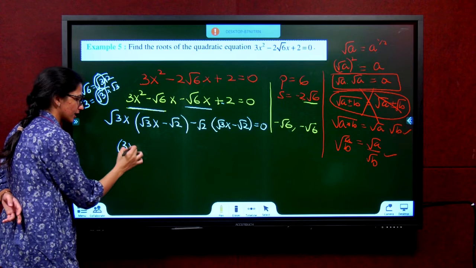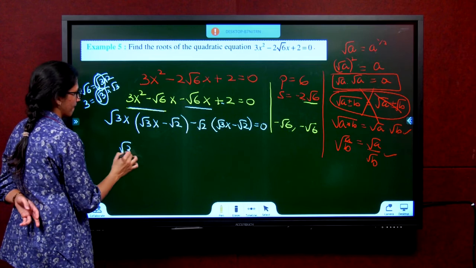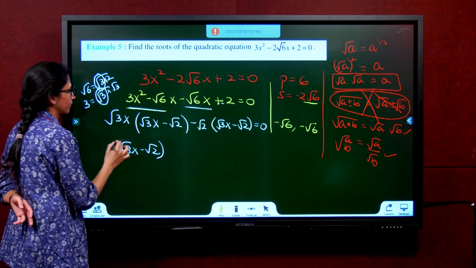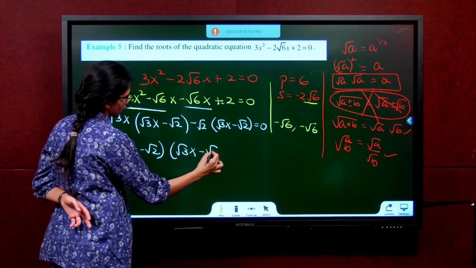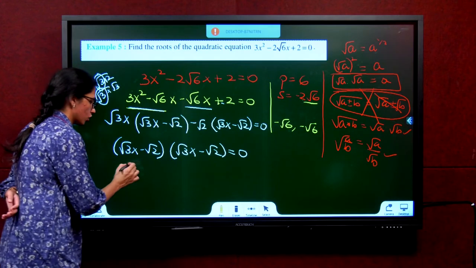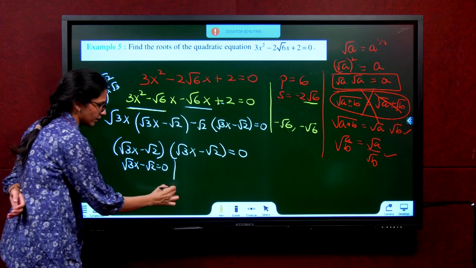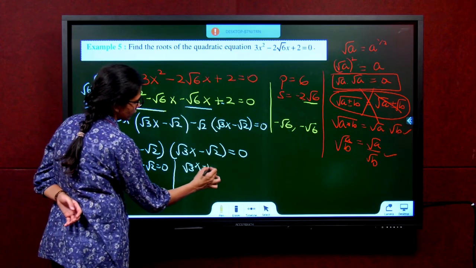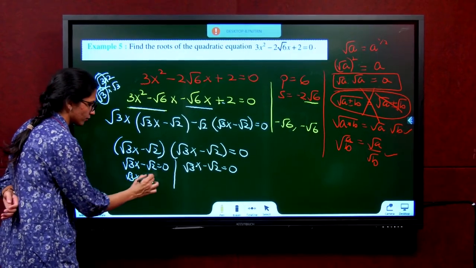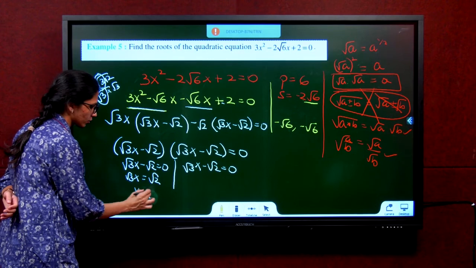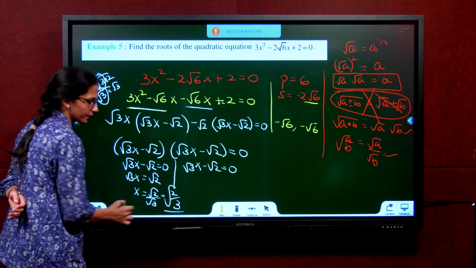Yes. Now take root 3x minus root 2 out. Who's left? Root 3x minus root 2 again, 0. So what happens here? You get root 3x minus root 2 is equal to 0 and root 3x minus root 2 is equal to 0. Root 3x is equal to root 2 or x equals root 2 by root 3. You can also write this as root of 2 by 3.